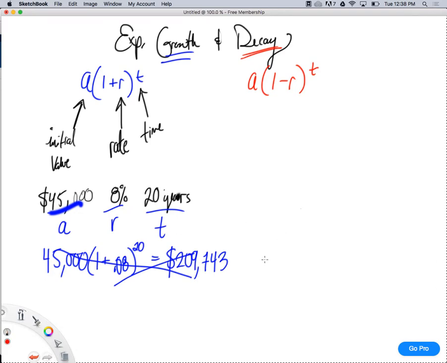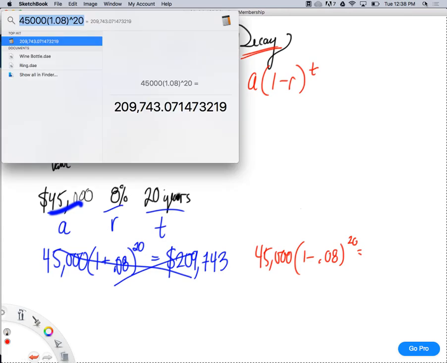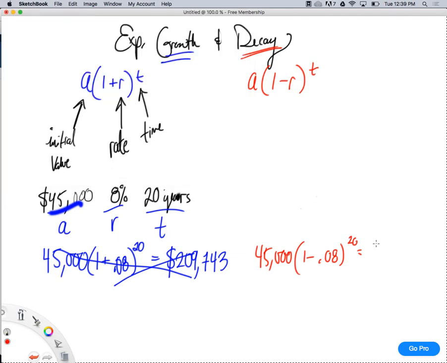This is wrong. So it should have been 45,000 times 1 minus 0.08 to the 20. That'd be nice if you bought a car and it was worth $200,000 after 20 years. I guess some cars are like that, maybe. 1 minus 0.08, 8,491. That's a big difference. That's after 20 years at 8% depreciation. Any questions on this?